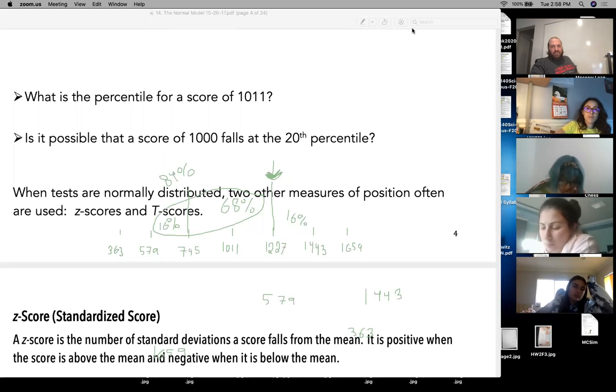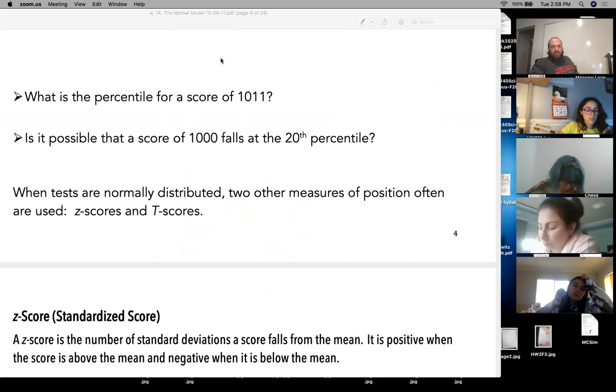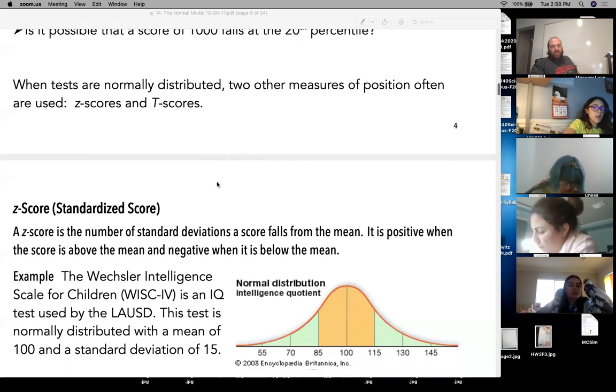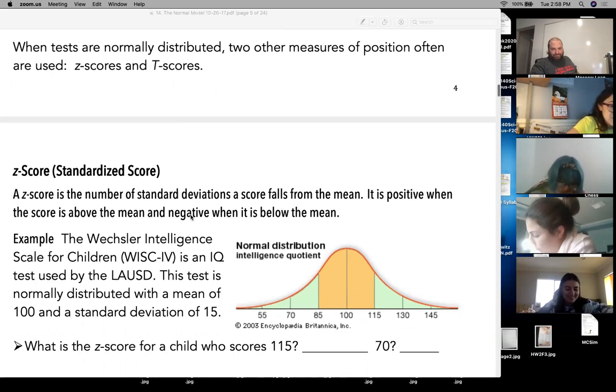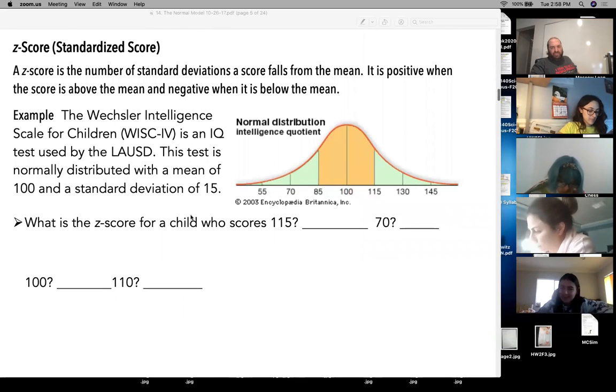Okay. So I'm going to skip the next question because it's not important, and let's move on. When tests are normally distributed, two other measures of position often are used, what are called the z-scores and the t-scores. So we're going to start with z-scores right now. Z-scores are an extremely important aspect of statistics. A z-score is the number of standard deviations a score falls from the mean.